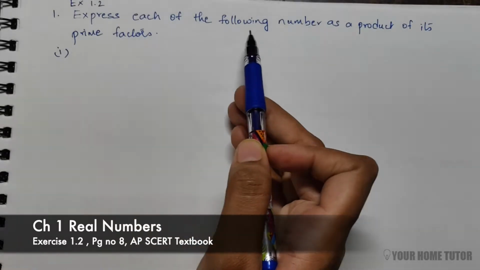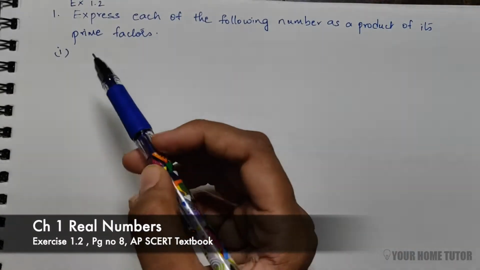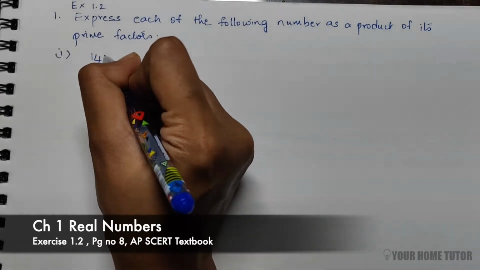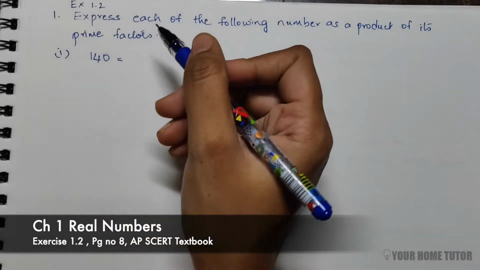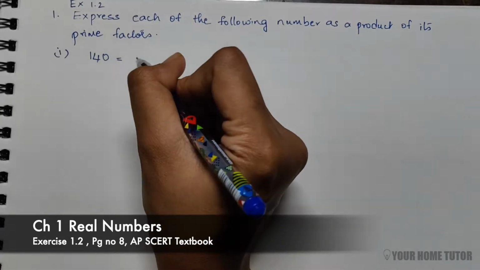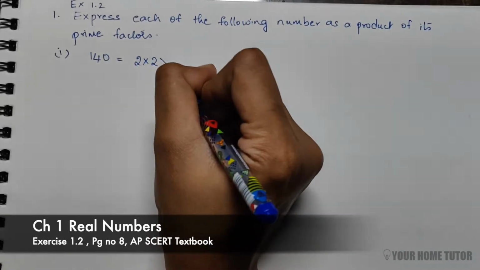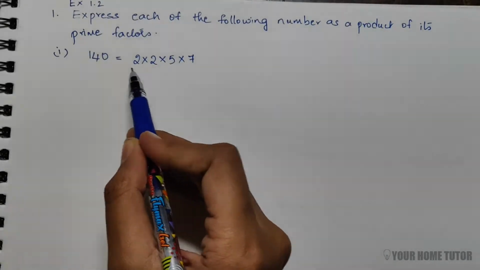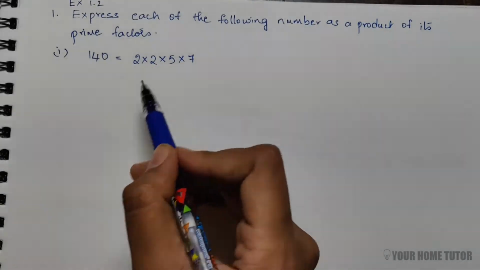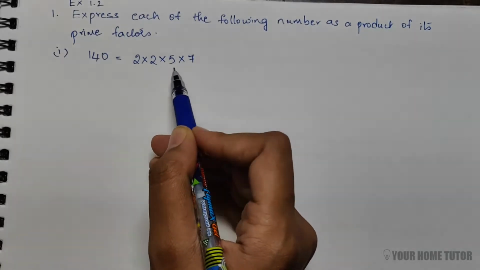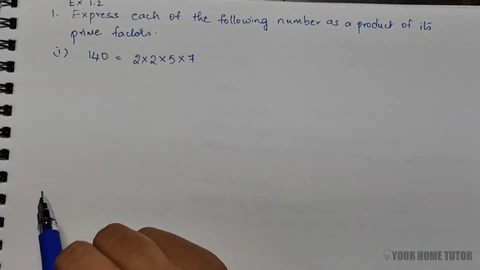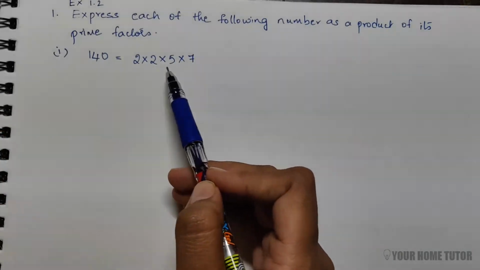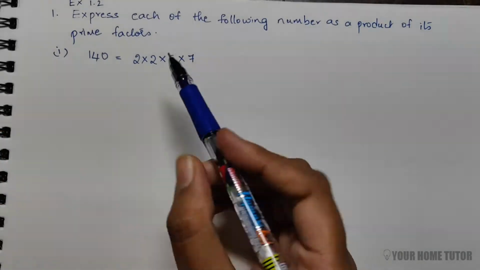Express each of the following numbers as a product of its prime factors. The first number we have here is 140. So 140 can be written as 2 into 2 into 5 into 7. So this is the product. 2 2s are 4, 4 5s are 20, 20 into 7 is 140. We have to make sure that all of our factors are prime numbers.